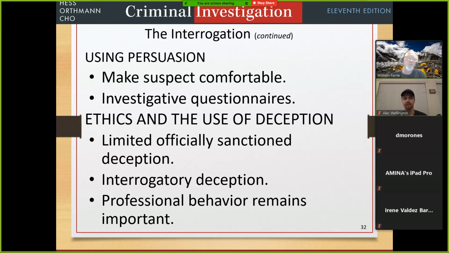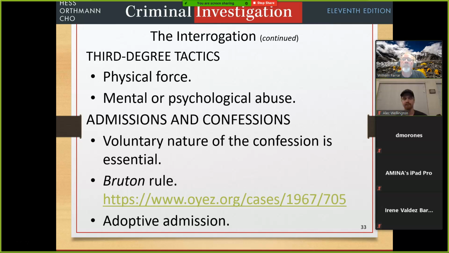But we do want to be professional. And if you use deception, do you need to note that in your report? Yes, make sure if you do that, don't hide it, because it's going to come up later on. So make sure that you put in your report that you did use whatever deception that you used, or you told the suspect whatever you told them.